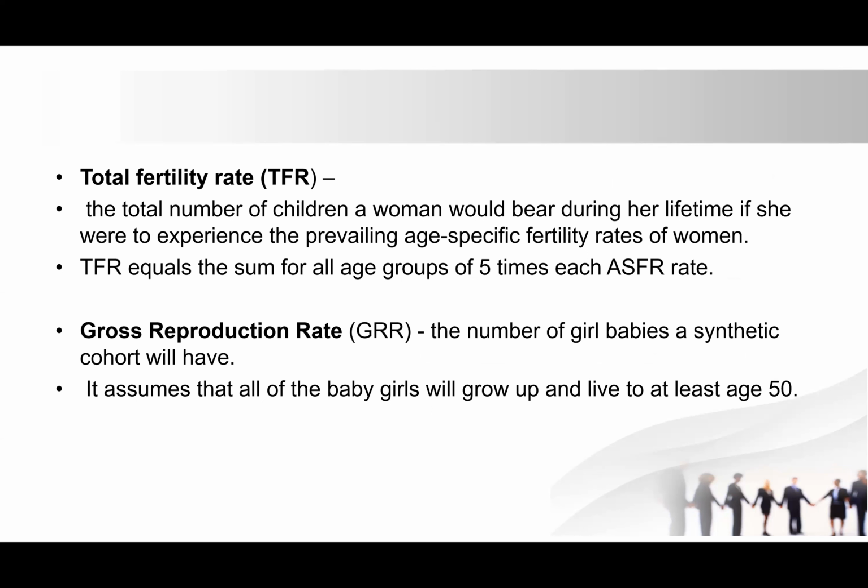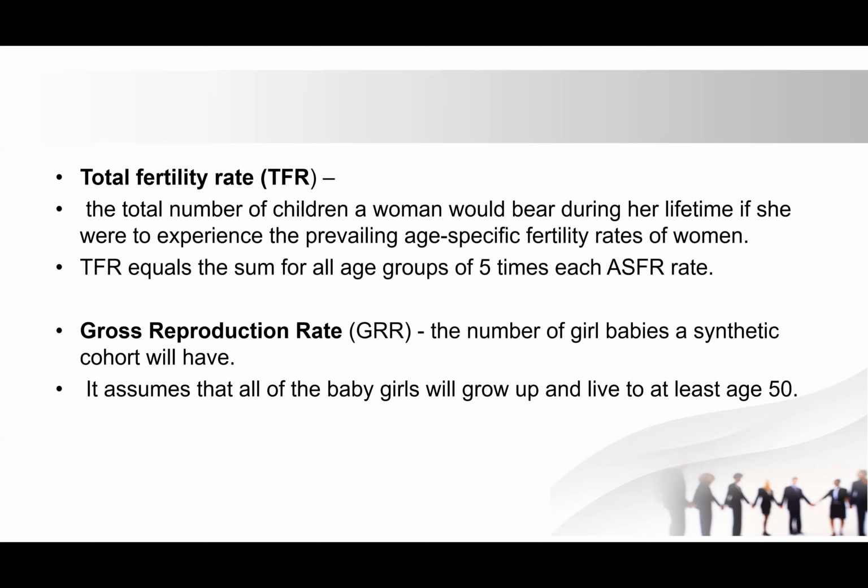Total fertility rate: the total number of children a woman could bear during her lifetime if she were to experience the prevailing age-specific fertility rates of women. Total fertility rate is equal to the sum over age groups of 5 times each age-specific fertility rate. Gross reproductive rate: the number of girl babies a synthetic cohort will have.